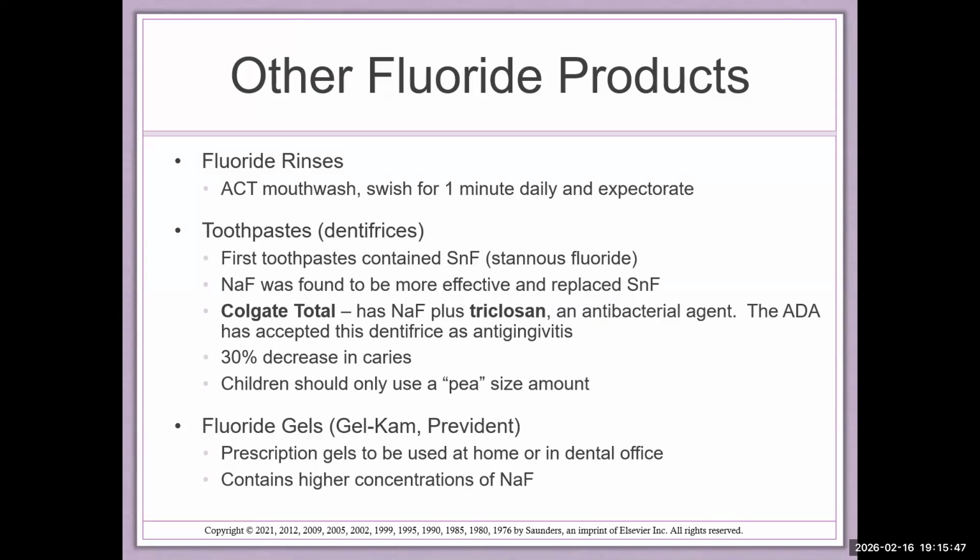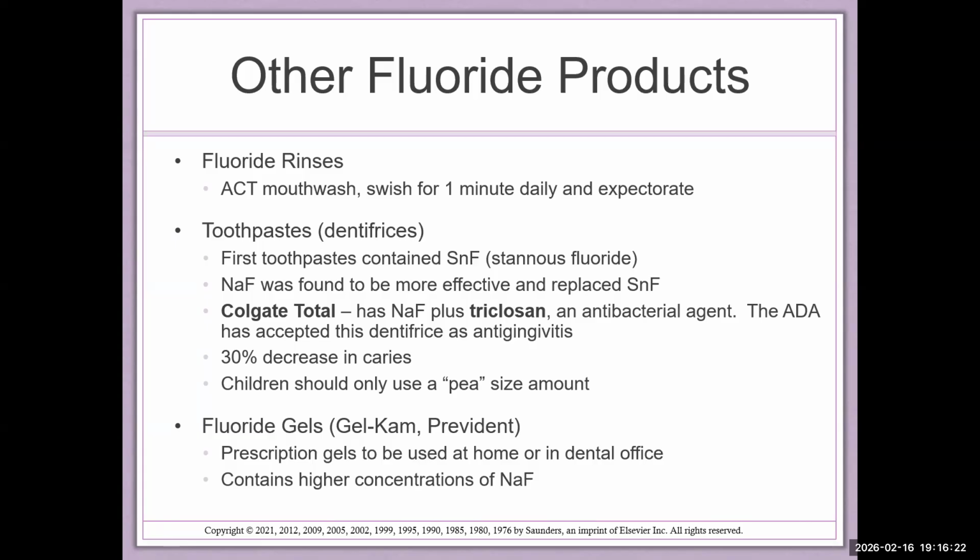So first toothpastes contained stannous fluoride. Okay. But then sodium fluoride was proven to be more effective than the stannous fluoride. Colgate Total has sodium fluoride plus triclosan, an antibacterial agent. And the ADA has accepted Colgate Total as an anti-gingivitis toothpaste, so as an additional effect, not just against caries, but also prevents gingivitis. And then, of course, with the toothpaste there's a 30% decrease in caries.